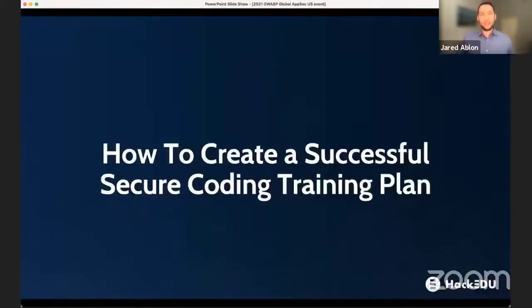So that was just some interesting data to kind of think through, some of the issues developers have, and how training can enable developers to make fewer vulnerabilities. Now I'm going to go into how you create a successful secure coding training plan.